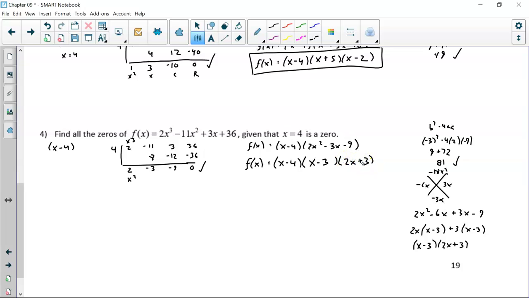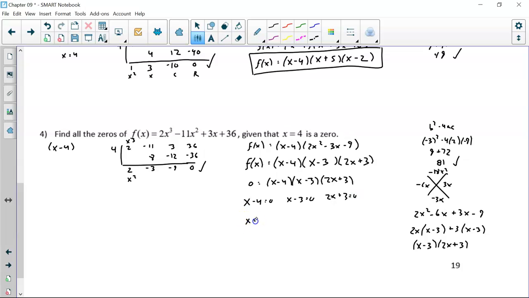Now that it's fully factored, to solve, 0 equals x minus 4, x minus 3, 2x plus 3. So set each factor equal to 0. X minus 4 equals 0. X minus 3 equals 0. 2x plus 3 equals 0.